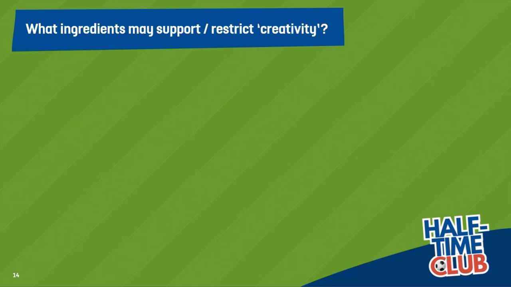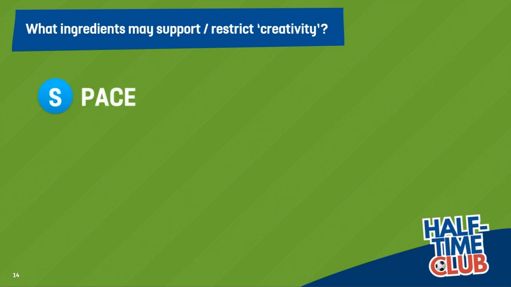We will discuss how we can deliberately manipulate the methods we use and the messages we share with our players to bring about creativity, whilst also considering what may come as a consequence of what we do and say. So I guess if we had to look at it, what ingredients are within our creativity recipe? We're building that creativity cake. What ingredients do we need to consider?